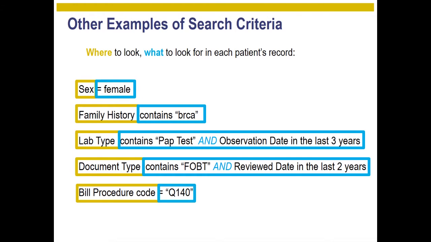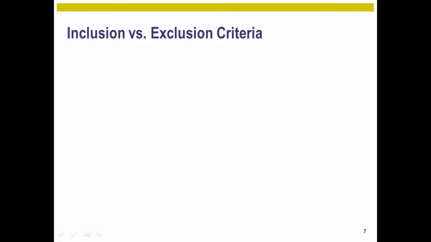In the first line, we will only include patients whose sex is defined as female. In the third line, we are only including patients who have a record of a Pap test in the last 3 years. Next in understanding how criteria works is to take a look at inclusion criteria versus exclusion criteria.